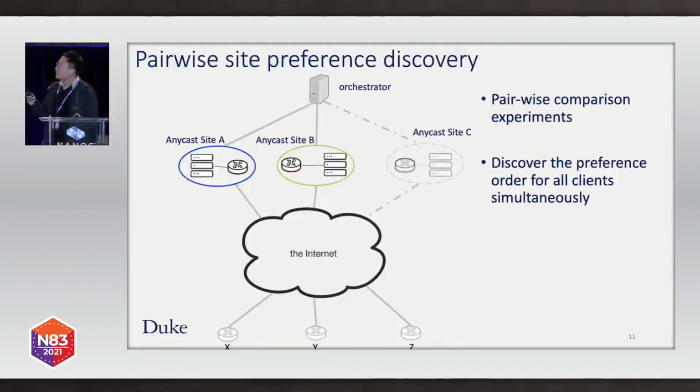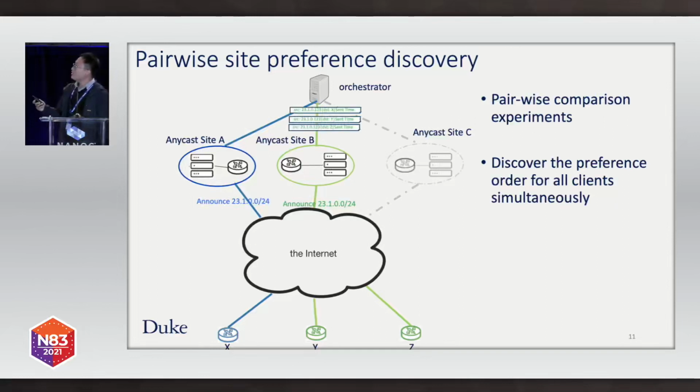So here, let me introduce how to get the total order of the clients. We get the total order based on the pairwise site comparison results. For the pairwise preference discovery, we announce the same prefix from 2 of the available sites. After BGP converges, the whole internet will be divided into 2 parts. Each part will belong to just one site's catchment. In this graph, we can see client X belongs to Anycast site A's catchment, and the other 2 belong to the other one. Then we send out SMP packets to all clients at the same time.